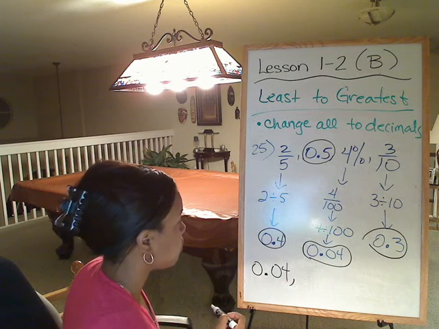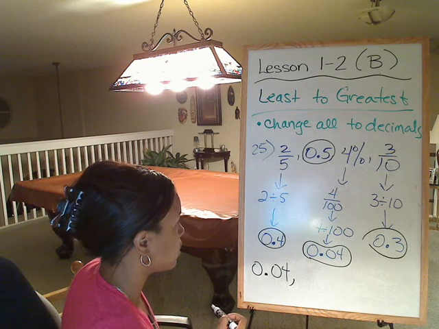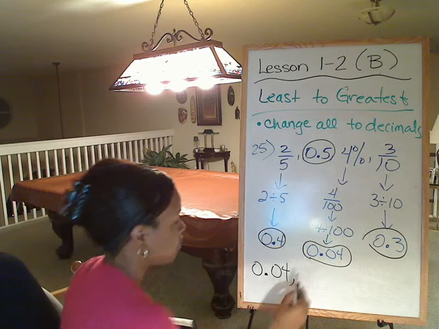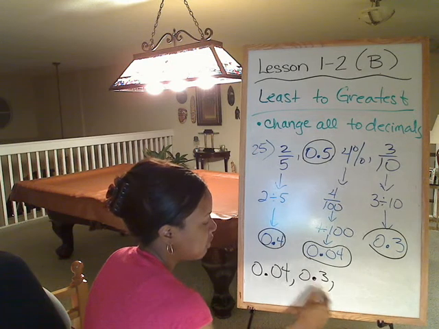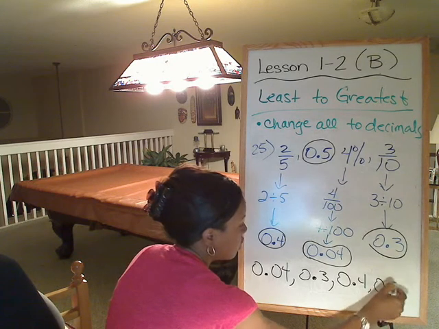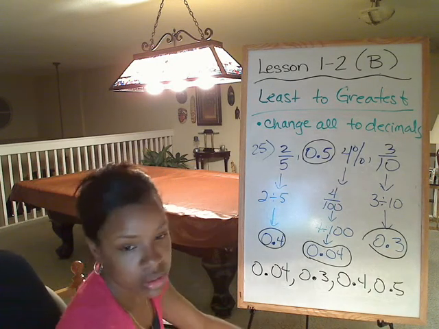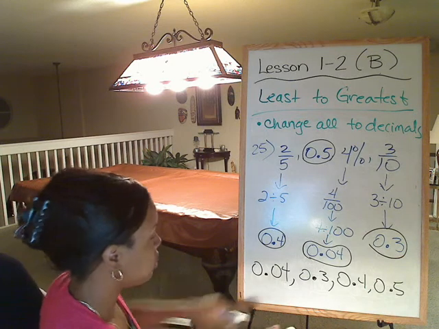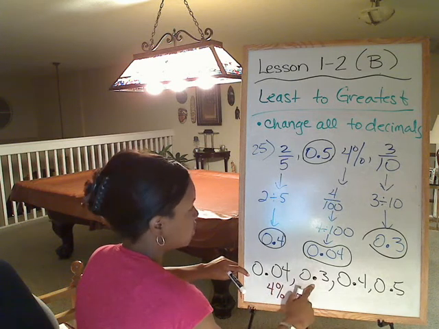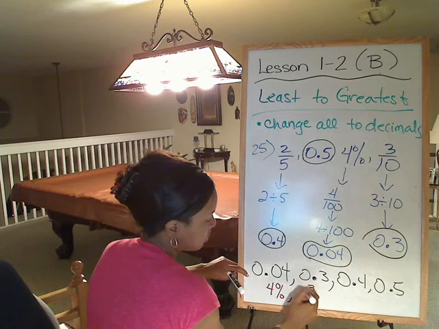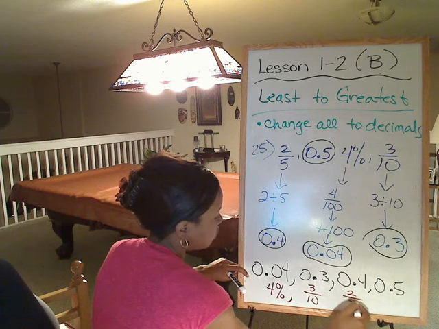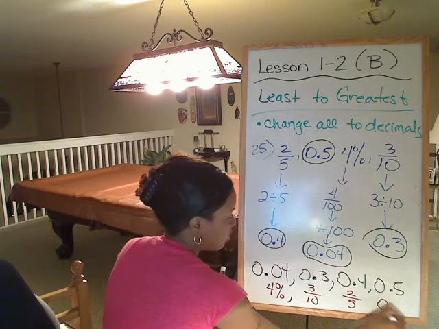Then, how do I want to do this? Okay, we can do it like this. 0.04 is the smallest, then 0.3, and these are probably obvious, the rest of them, 0.4, and then 0.5. Okay, and then underneath, I just want to write what they were originally. So like 0.04 was originally 4%. 0.3 was originally 3/10. 0.4 was originally 2/5. And 0.5 was 0.5.